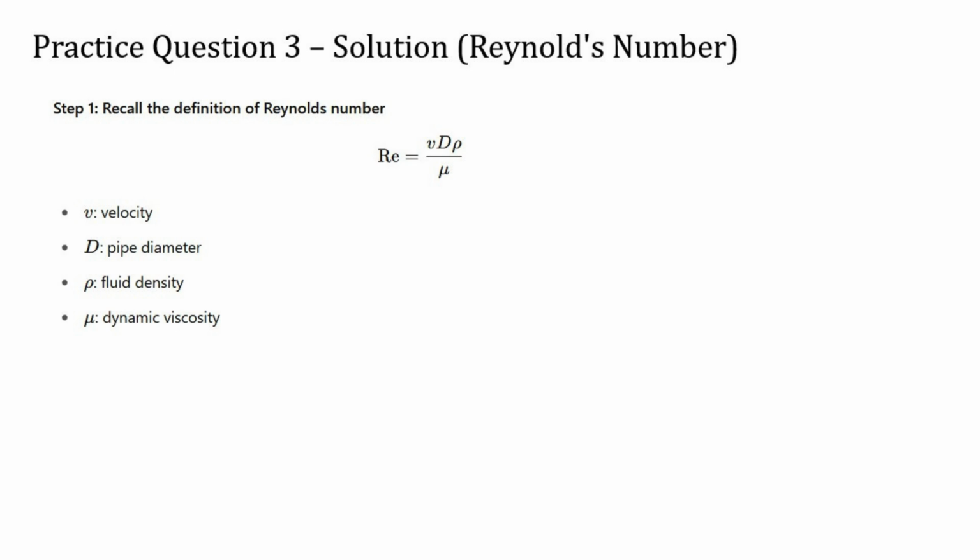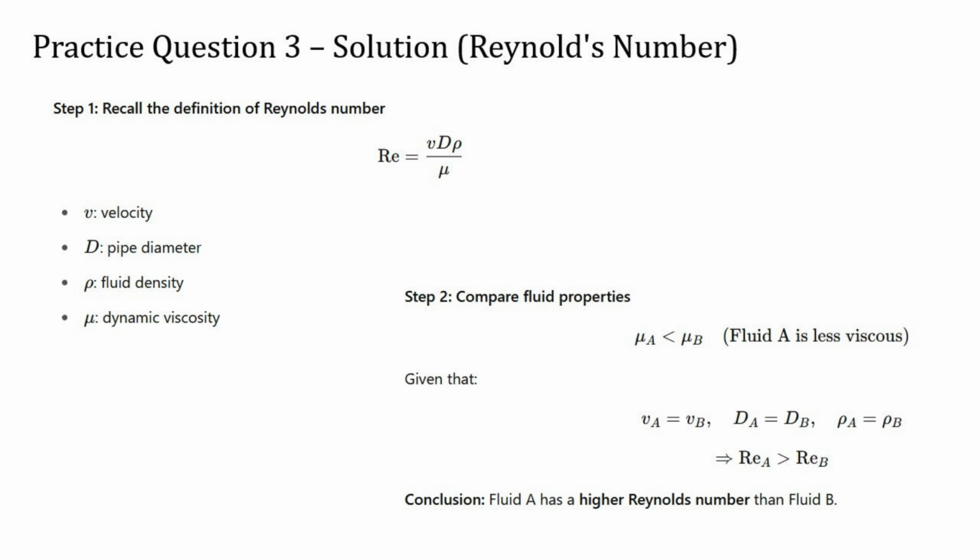We begin by recalling the definition of the Reynolds number. Reynolds number is a dimensionless quantity that characterizes the type of flow in a pipe, whether it is laminar, transitional, or turbulent. It is directly proportional to the velocity, diameter, and density, and inversely proportional to the viscosity.